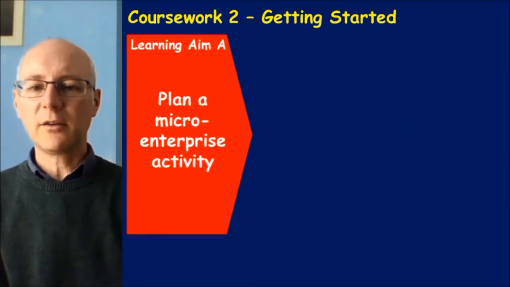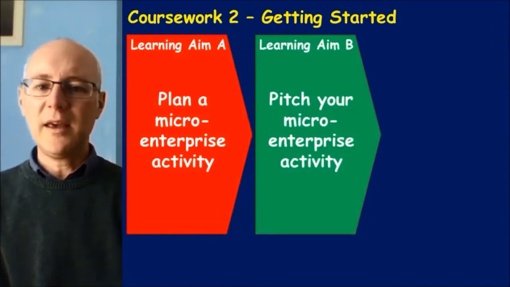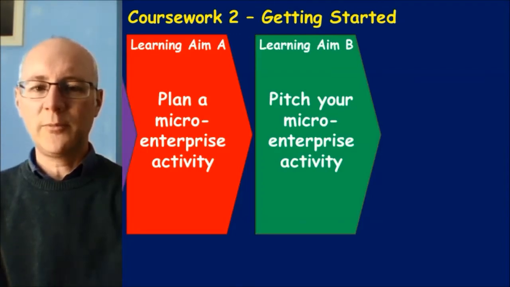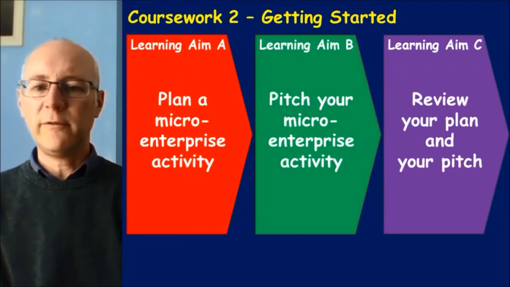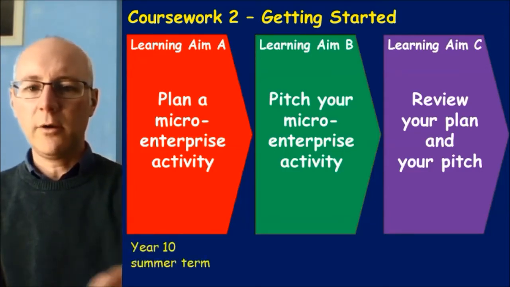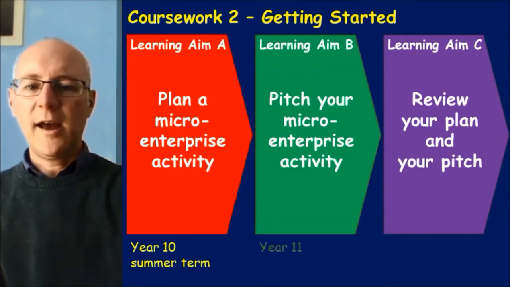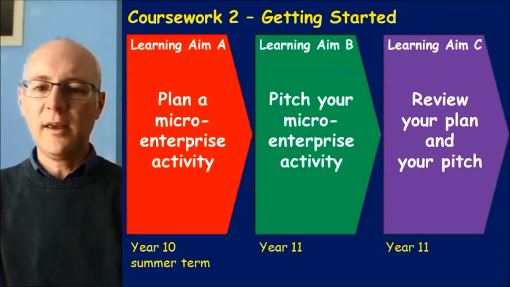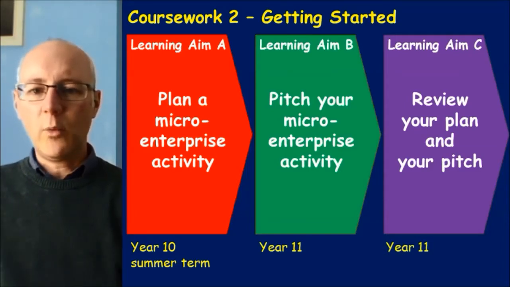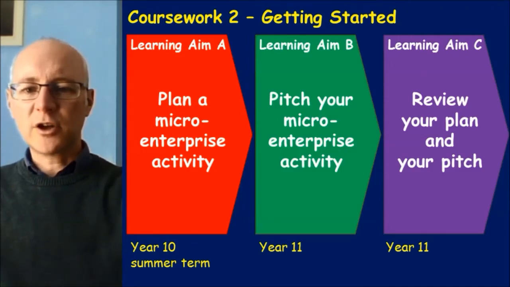So first of all, a bit of a reminder what coursework 2 is all about. It's got 3 parts to it, 3 learning aims. Learning aim A is to plan a micro enterprise activity. Learning aim B is then to pitch that micro enterprise activity with a presentation. And learning aim C is to review your plan and your pitch. And as I said in a previous video, in this summer term, we're focusing on learning aim A, and then learning aim B and learning aim C are things that we're going to do when we're back in year 11. Okay, so that's a little bit of an introduction, a little bit of a reminder.